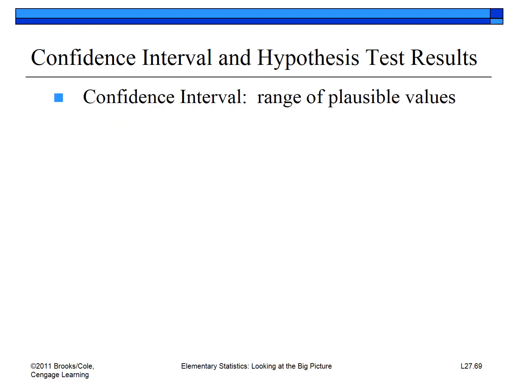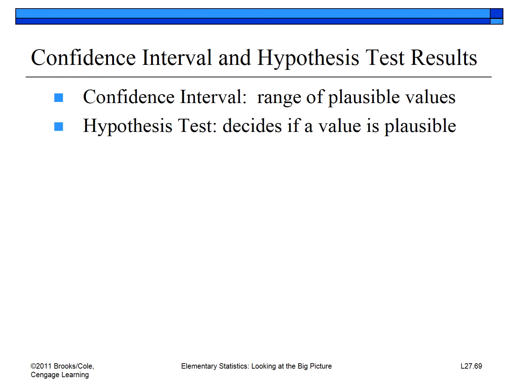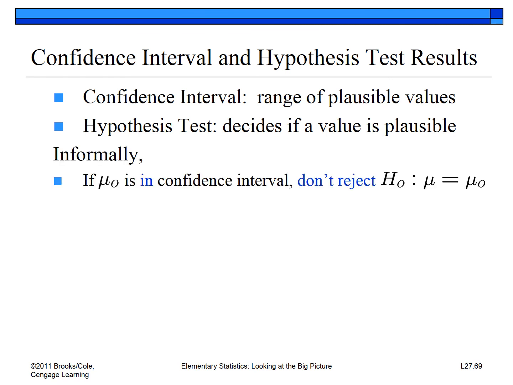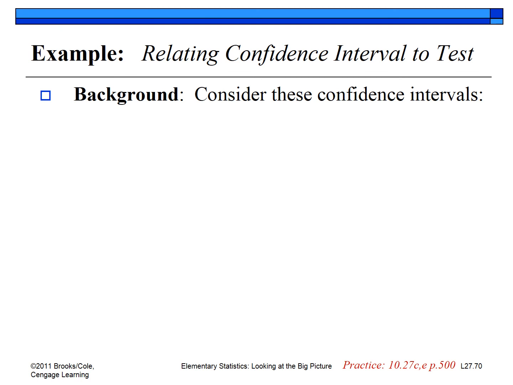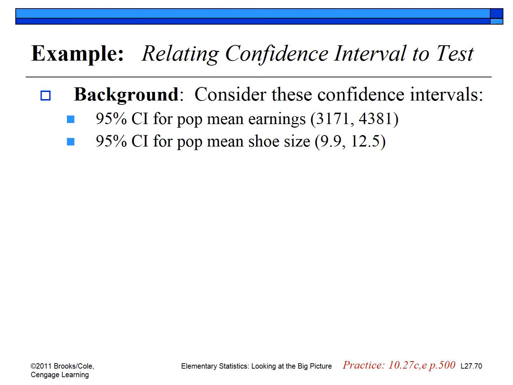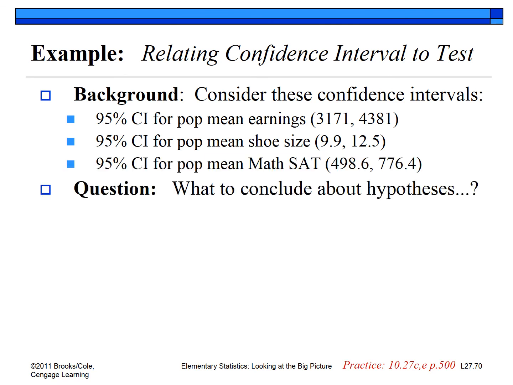So remember, our confidence interval is a range of plausible values for the population mean. The hypothesis test decides if a value that we propose is plausible. So, if the proposed mean is in the confidence interval, we won't reject the null hypothesis. But if it's not, we will reject the null hypothesis. So take a look at these confidence intervals. Here's the 95% confidence interval for population mean earnings, for population mean shoe size, for population mean math SAT. What can we conclude about these hypotheses?